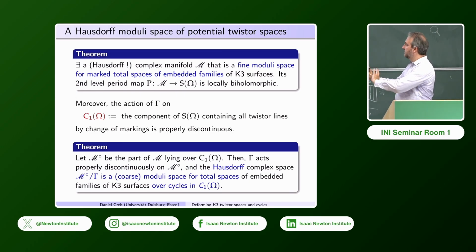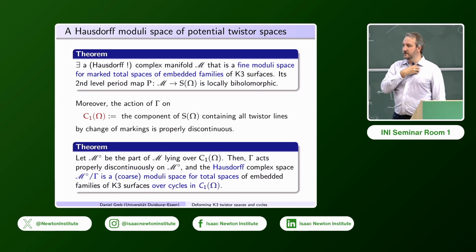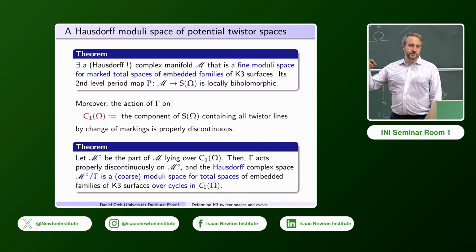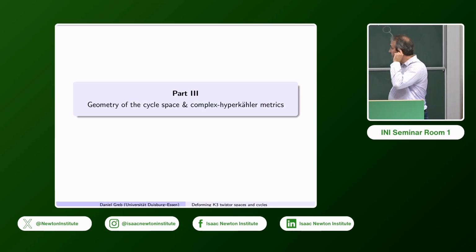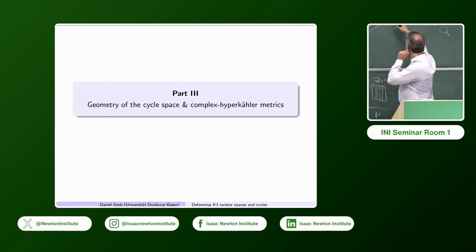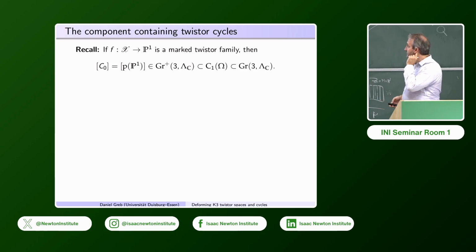So maybe for complex geometers this is not so interesting, or maybe you have to convince them that it's interesting. But I think for people here, it's more clear that this is an interesting space, because it's a space where each point gives you something which could be like a twistor space of some geometric structure on your 4-manifold M. Okay, this brings me to part 3, which is concerned with the geometry of this cycle space, the space where each point corresponds to such a thing, and the relation to complex hyperkähler metrics.